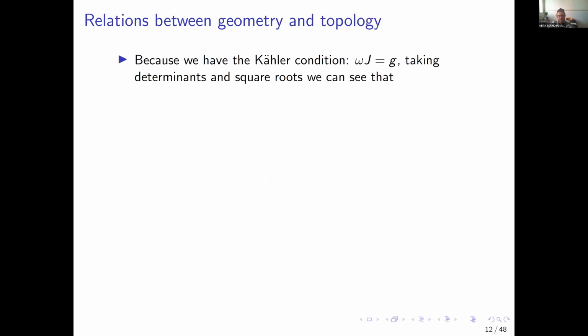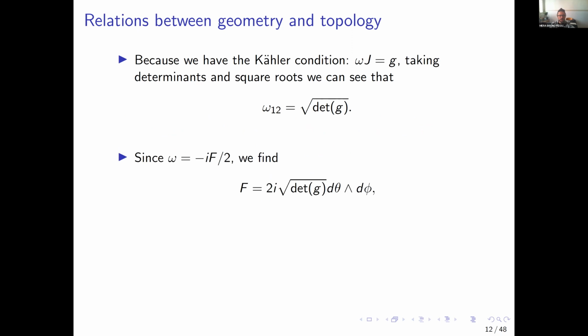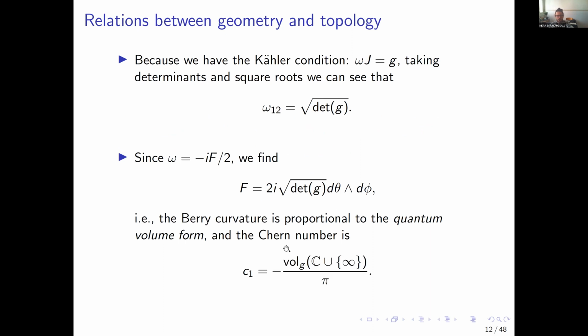And because of the Kähler condition, if you take determinants and square roots, what you find is that there's this relation between the symplectic form and the Riemannian volume element, essentially. And what you find is that the Berry curvature satisfies this identity here. And integration gives you this relation between the left-hand side, which is a topological quantity, and the right-hand side, which is a geometric quantity. So here, vol_g means the volume as measured by the quantum metric. Okay, so this is the first instance of an equality: topology on the left-hand side and geometry on the right-hand side.